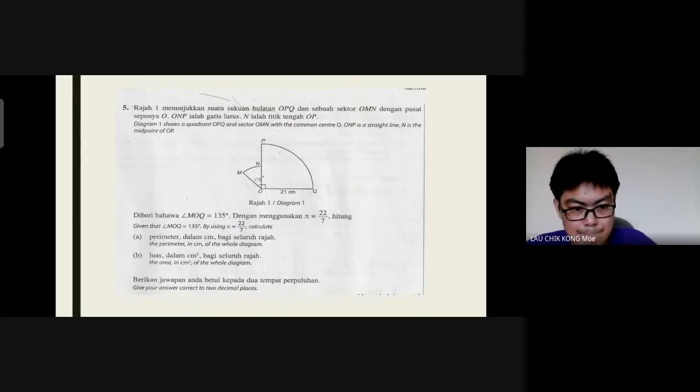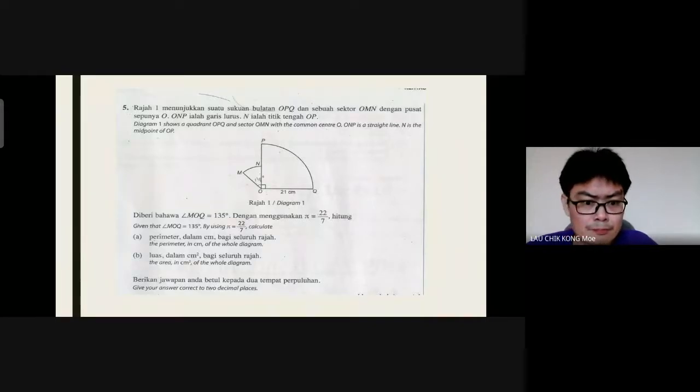Today I would like to present Mathematics Pelangi Set 2, Paper 2, Section A, Question 5. Diagram 1 shows a quadrant of PQ and sector OMN with a common center O. OP is a straight line, N is the midpoint of OP. Given that angle MOQ equal to 135 degrees, by using pi equal to 22/7, calculate A, the perimeter in centimeters of the whole diagram, B, the area in centimeters squared of the whole diagram. Give your answer to 2 decimal places.